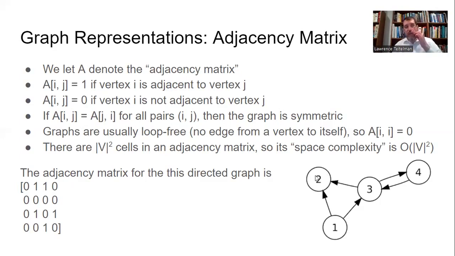So in terms of the adjacency matrix, the diagonal will be 0 because the diagonal is position 1, 1, position 2, 2, position 3, 3, position 4, 4. So those all need to be 0 because it's a loop-free graph.